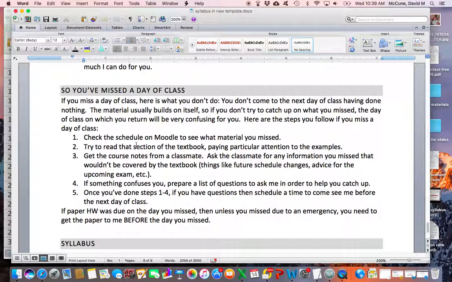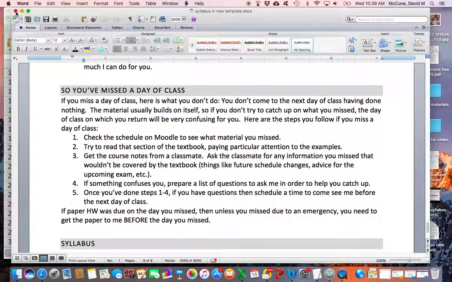Try to read the section of the text that you missed, paying attention to the examples. Get course notes from somebody. And also ask that person if you missed anything that's not in the textbook, things like advice I give about the upcoming exam or whatever. If something bothers you, write it down so you can ask me about it. And once you've done all that, come see me if you have questions. This is what you should do if you miss a day of class.